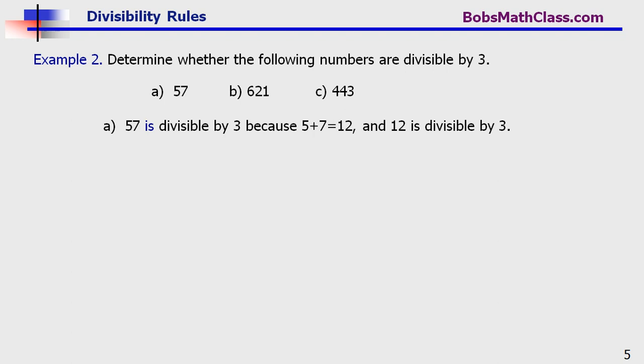Now I don't know what the answer is. 3 goes into 57 how many times? I have to actually perform the division. But we know that 3 will go into 57 evenly without a remainder.